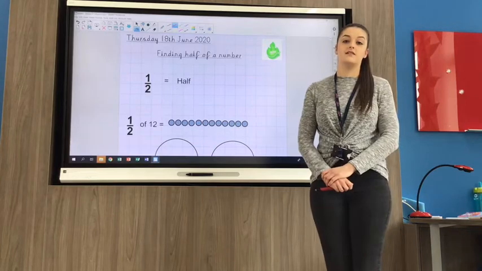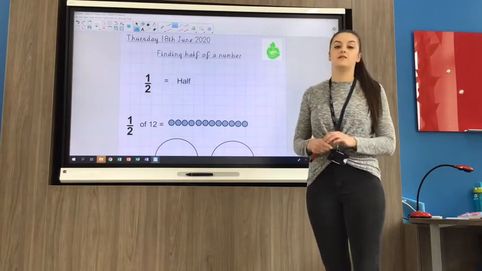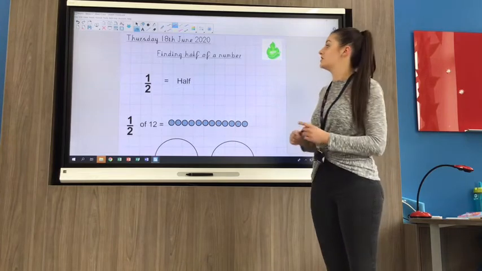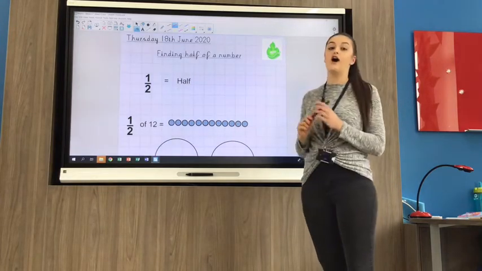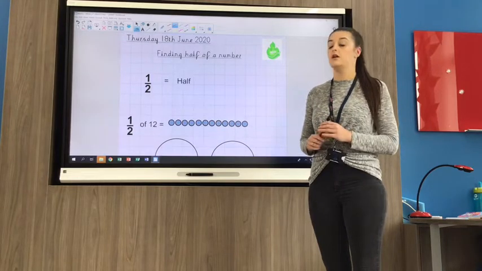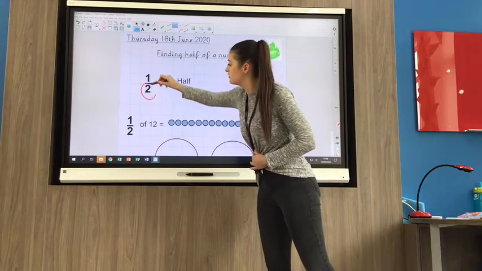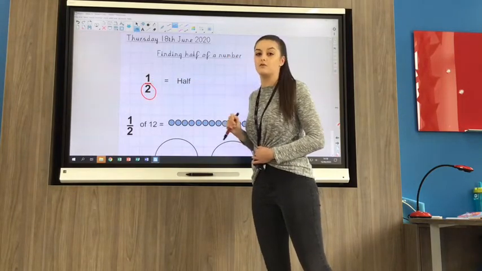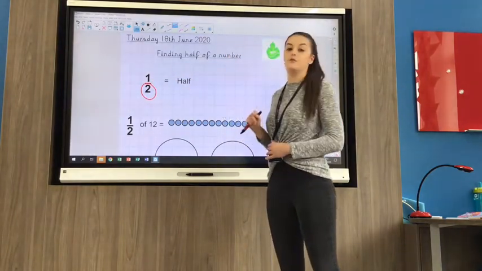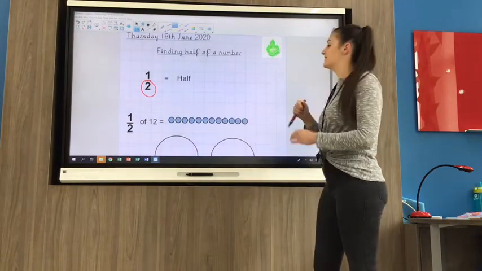So today we're continuing with fractions. I'm going to start on the mild and then move on to the medium and hot. If you've been doing the mild sheets, today you're going to find half of a number. Yesterday we found half of different shapes. So we know we've got the fraction a half, where we've split it into two groups and we only want one of those groups, or half the word that matches the fraction. So let's have a look at some of your activities.